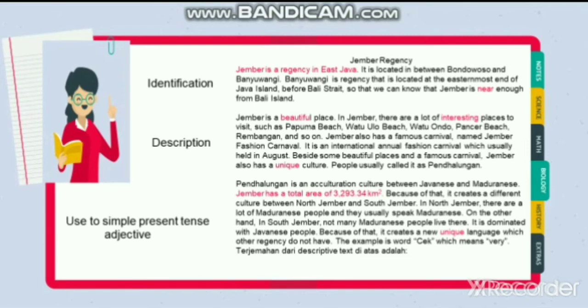some information such as Kabupaten Jember has good places. Okay, and good places, and it has culture. The culture is Pandhalungan. Okay, enough. And this is the analysis about descriptive text.